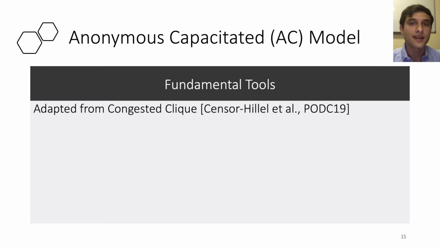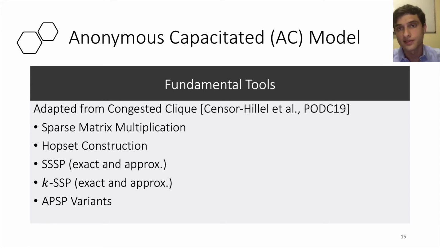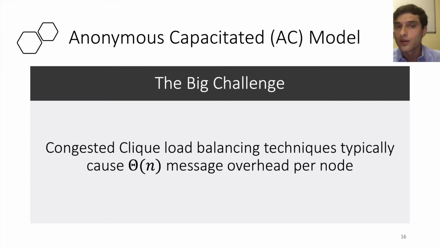Now, in the anonymous capacitated model, we present many fundamental tools based on an existing paper from the congested clique. These tools include sparse matrix multiplication, an efficient construction of hop sets which allow distance approximations, and, well, distance approximations. But if we just take an existing paper from the congested clique and implement it in the anonymous capacitated model, what's the new challenge here? What's the big thing that we have to tackle? Well, that big thing is load balancing.